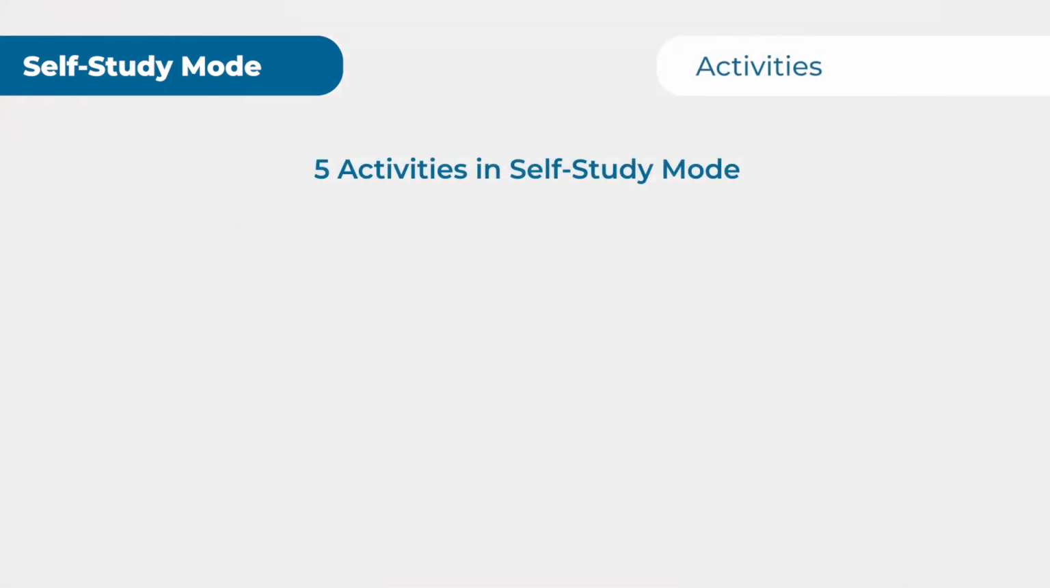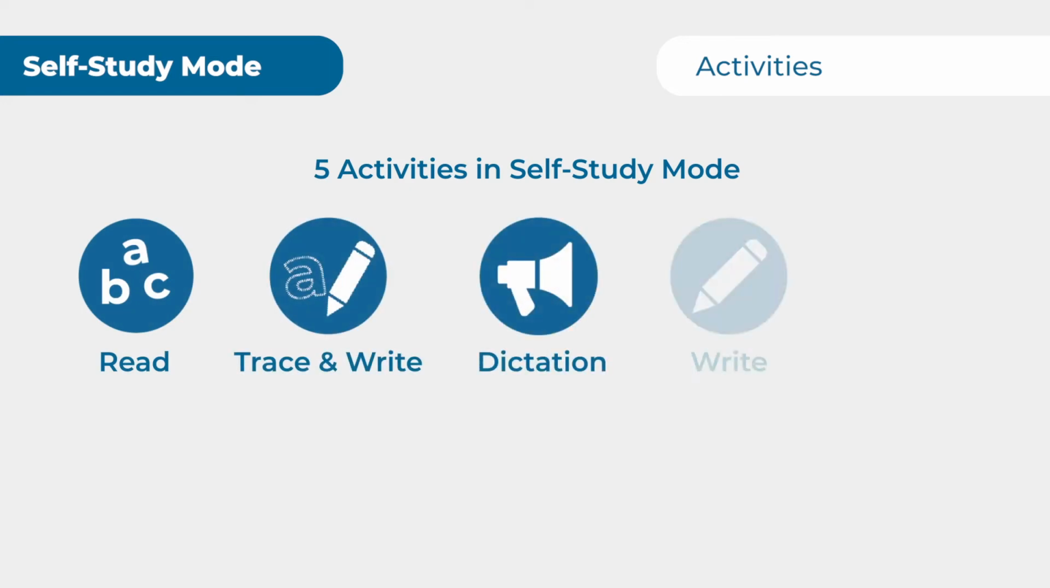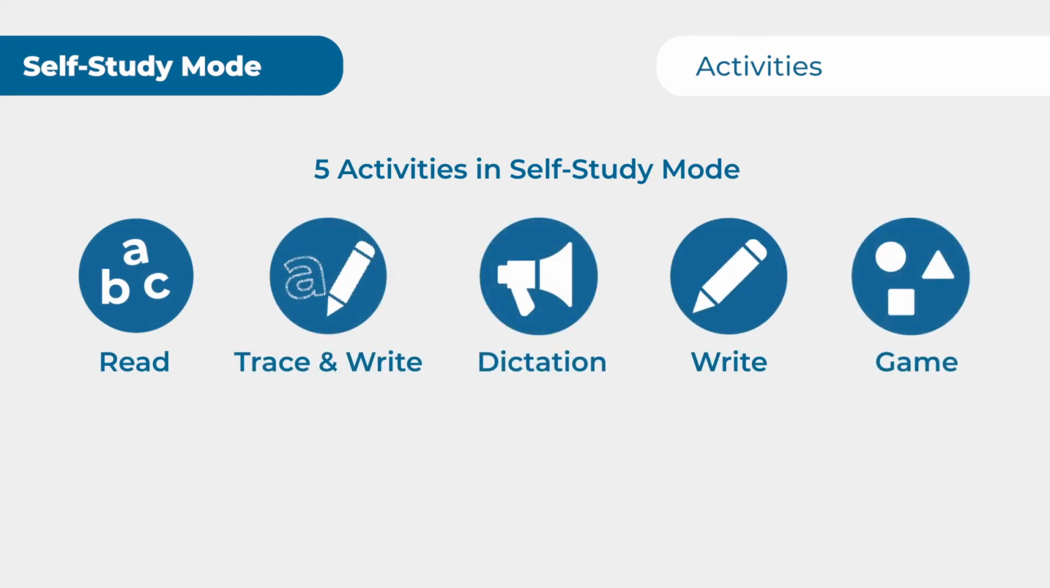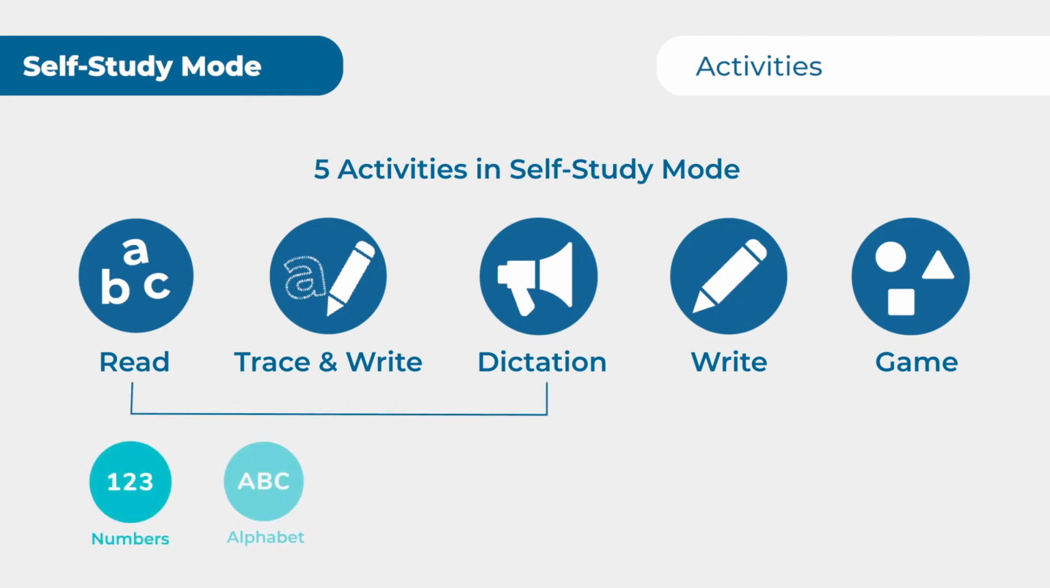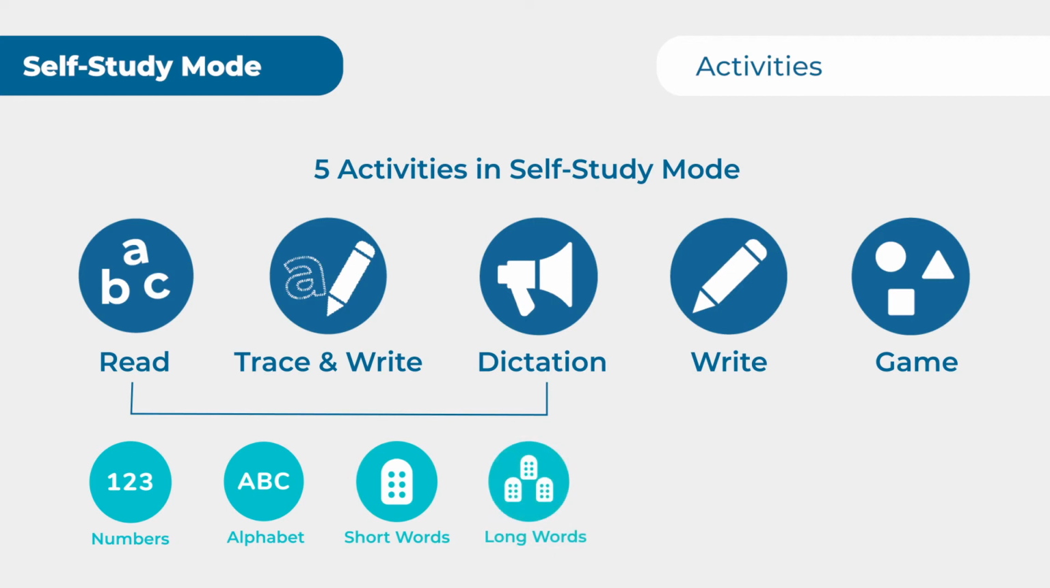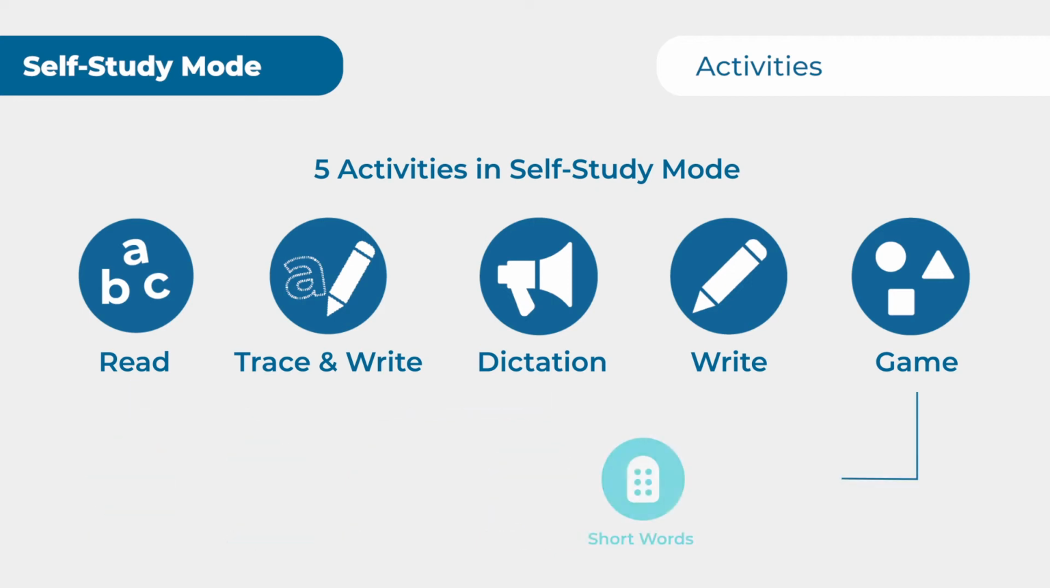For the English version, there are 5 activities: read, trace and write, dictation, write, and game. In all activities except for game, there are 4 topics: numbers, alphabet, short words, and long words. In game, you can choose from short words and long words.